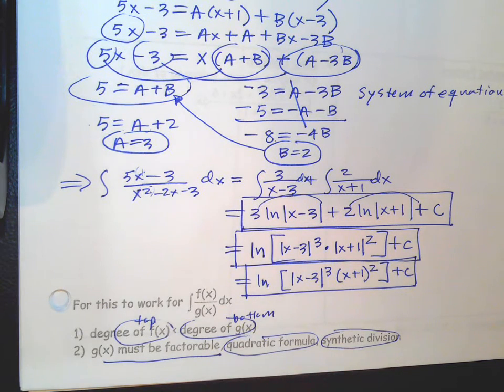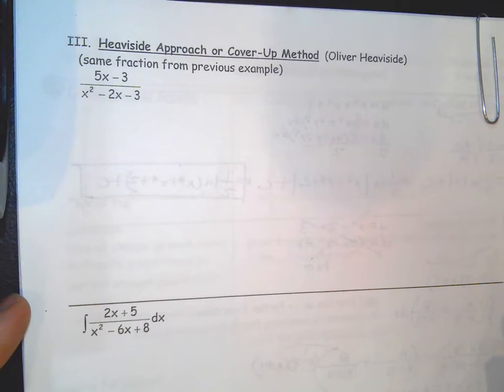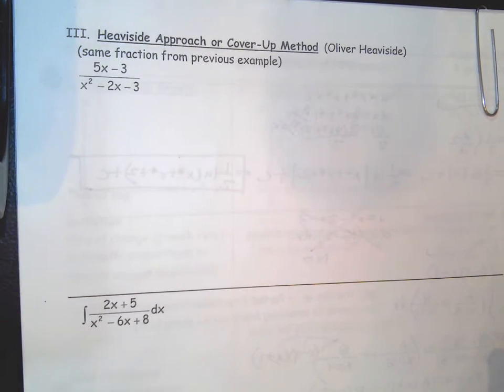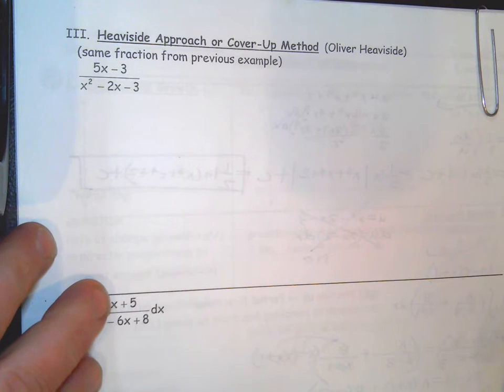Now, that was a lot of work, so I'm going to show you a trick to streamline it, so we don't have to set up the system of equations every time. It's called the Heaviside approach, named after Oliver Heaviside. Sometimes people call it the cover-up method. I'll usually refer to it as the Heaviside approach. You don't need to remember the name of it to use it.